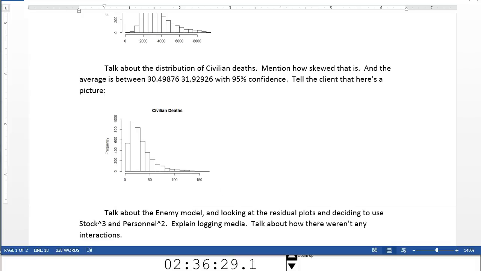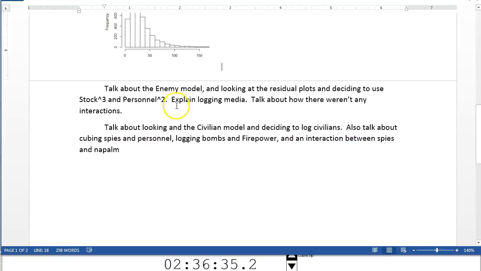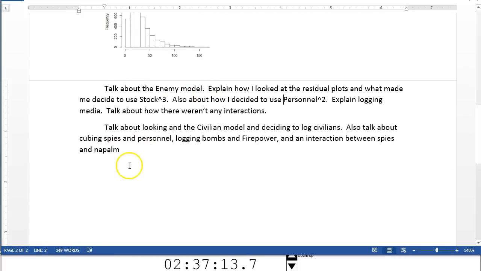And some people like to be funny, some people like to be serious. It's okay for you to find your style and make that work for you. Now, how did I pick that enemy model? Well, my enemy model had some polynomials, so I'm going to explain how I did those polynomials.